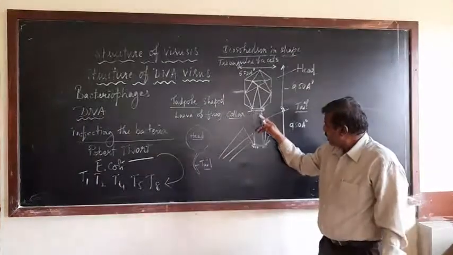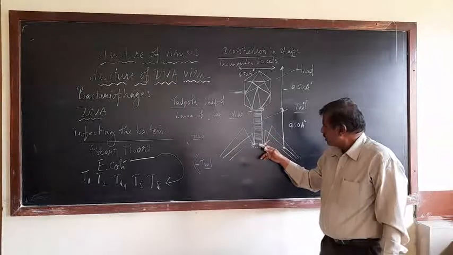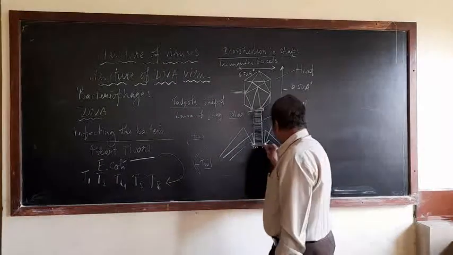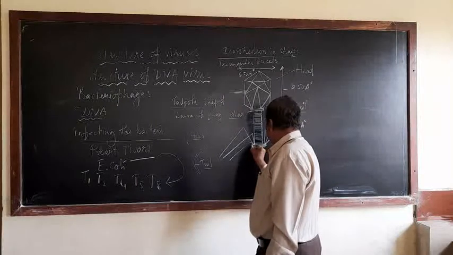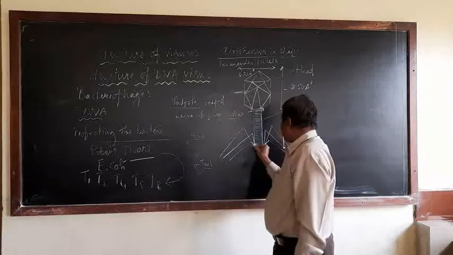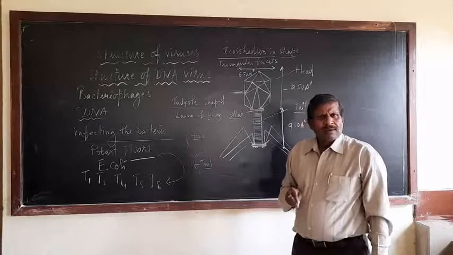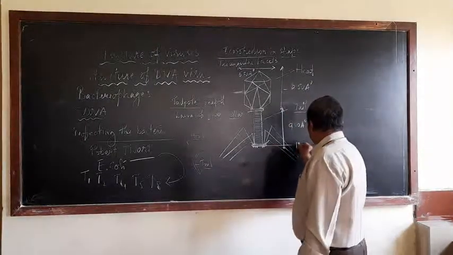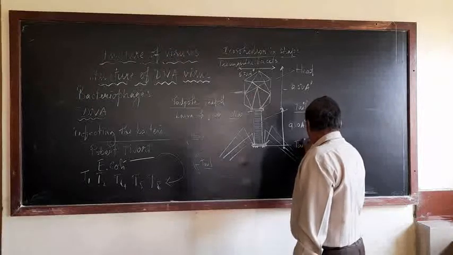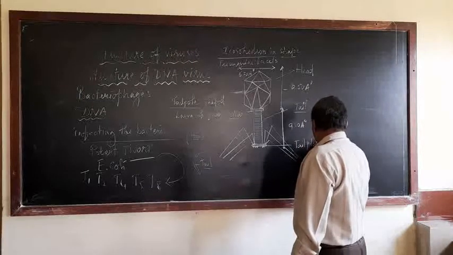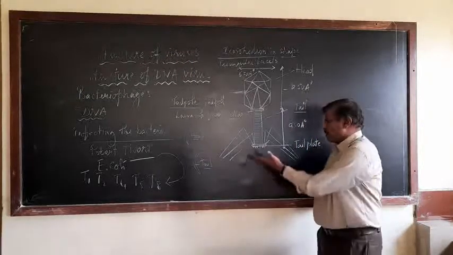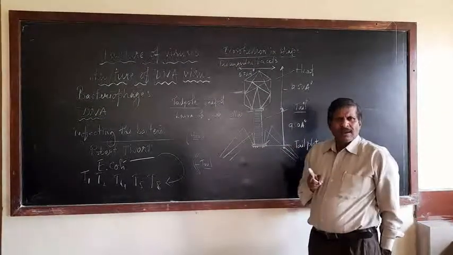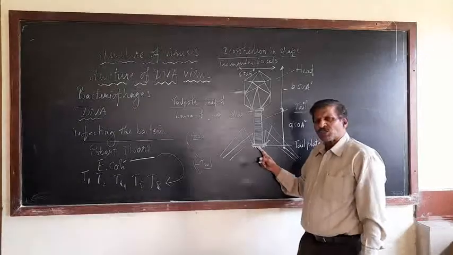At the tail, it ends with a plate-like structure. This is the plate-like structure that is present at the end of the tail. This part of the tail with which it ends is just like a plate. We refer to it as the tailplate. The tailplate ends with two structures.